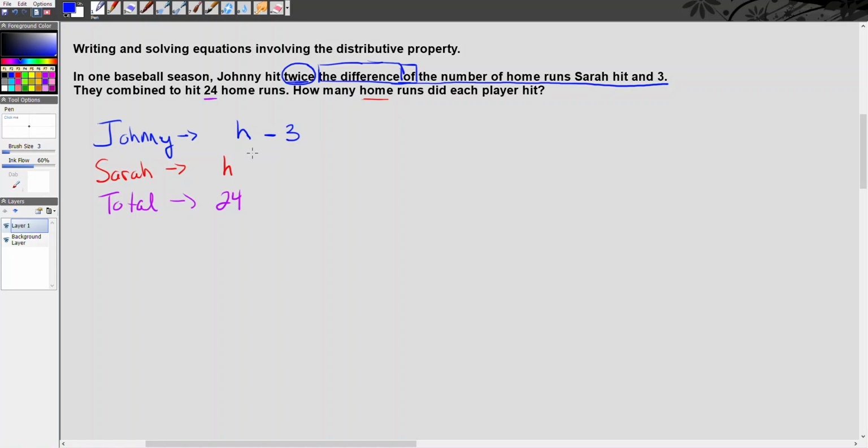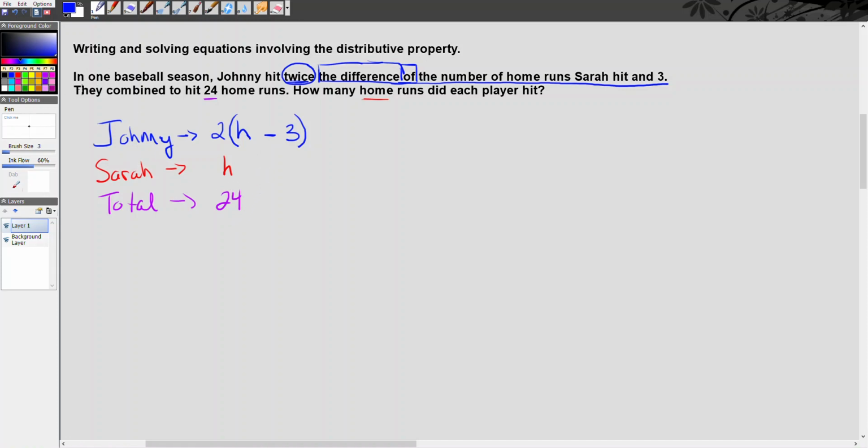So I can't answer the question with H minus 3 because I don't know what H is. So in order to solve this, I'm going to have to multiply H minus 3, the entirety of that, by 2. And that's where the distributive property comes into play here. So we know what Johnny hit, 2 times H minus 3, and we know what Sarah hit. Sarah hit H. And the total of that is 24.